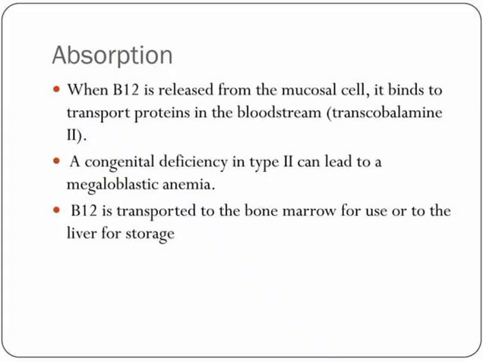Once the B12 is absorbed into the bloodstream from the intestinal mucosal cells, it binds to transport proteins, especially transcobalamin 2. A genetic lack of transcobalamin 2 prevents B12 from reaching tissues, which can result in megaloblastic anemia. Sometimes genetic disorders are there, and there will be a lack of transcobalamin 2, which prevents the B12 from reaching certain tissues, which results in megaloblastic anemia.